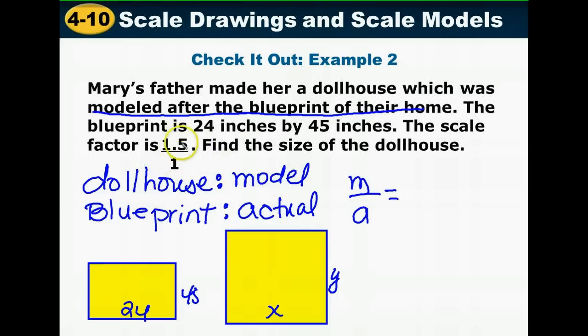Let's go ahead and put the factor in, 1.5 to 1. And then x in the model, which we do not know. Remember, this is the dollhouse, and this is the blueprint, which is the actual picture. We do not know what x is, but on the blueprint we do know it's 24. And then when we multiply 1.5 times 24, that will give us the new dimensions for the dollhouse.